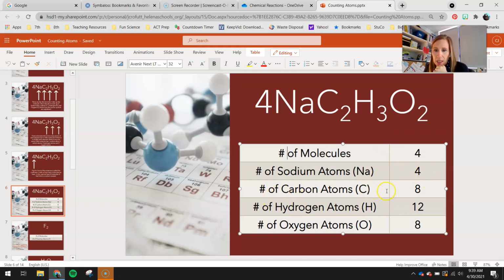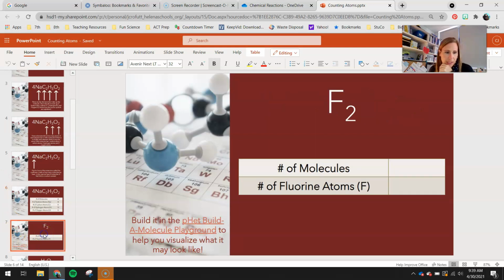Okay, number of carbon atoms, 8. Again, 2 times 4 is 8. Number of hydrogen atoms, 3 times 4 is 12. And number of oxygen atoms, 2 times 4 is 8. All right, so for the most part, I keep it fairly simple for you guys.